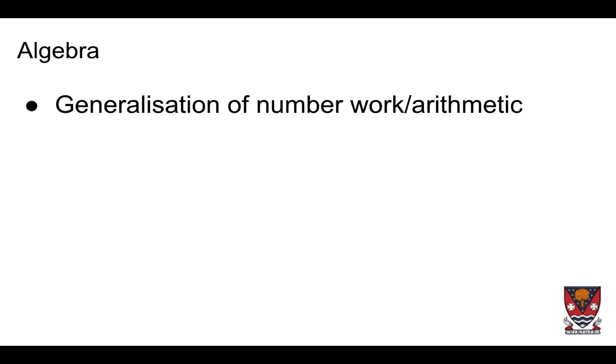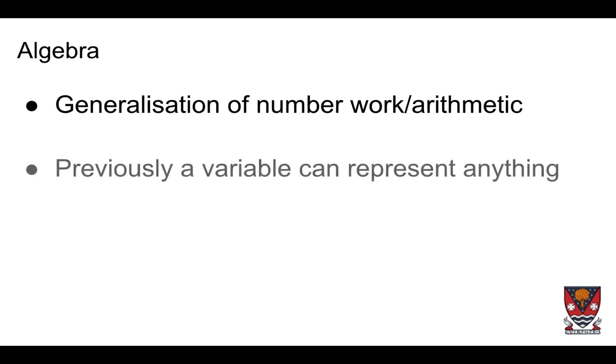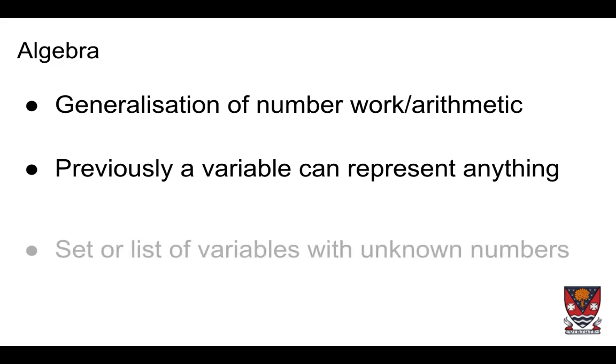Mostly in your school you'll be dealing with and working with the decimal number system, which is your base 10 number system. If you're lucky enough, you'll be experiencing different number bases, and algebra becomes a generalisation of this number work. Previously, your experience may be that algebra is a variable, an unknown quantity which can represent anything. What we'll find later on is that algebra can be a set or a list of variables with unknown numbers, but then they will have a fixed quantity.